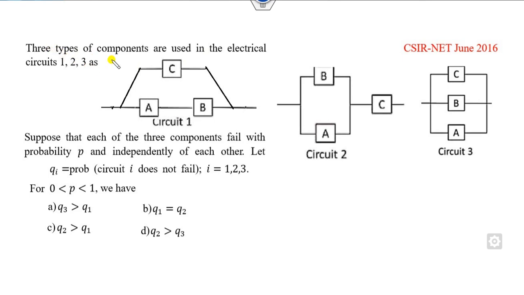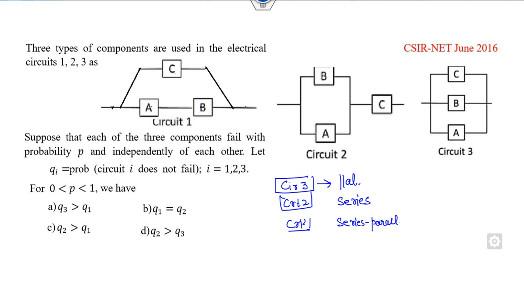Okay, so there are three components connected here. Each has a failure probability. Then there is a need to define the relation. So look at circuit 3, which is parallel. Circuit 2 is connected in series. What is circuit 1? Circuit 1 has components in series and in parallel, so it is a series-parallel.